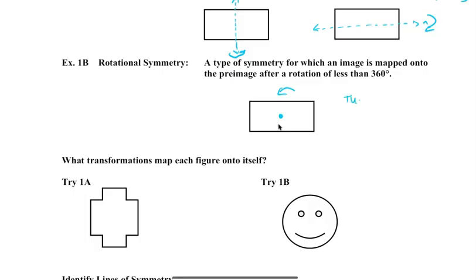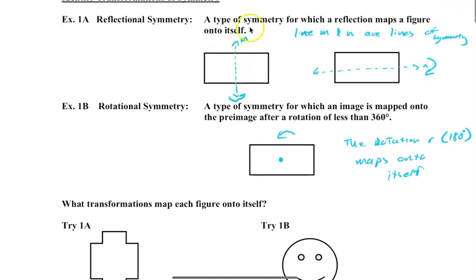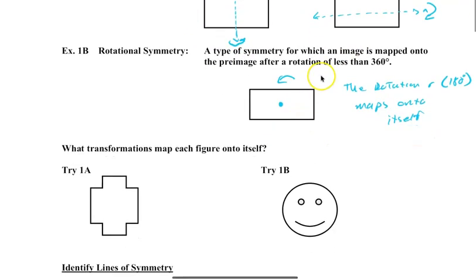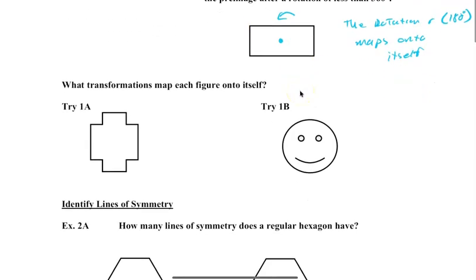The rotation of 180 degrees about point P maps the figure onto itself. So that's the idea, right? It could either be reflection symmetry, where you cut it in half and reflect across that, and it'll be the same, or rotation symmetry, where you can rotate about a point and get the same picture.